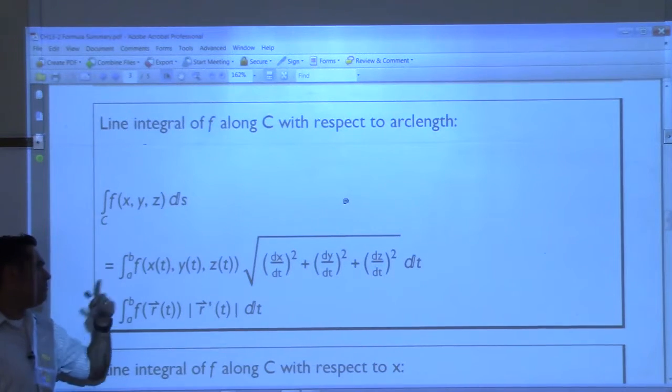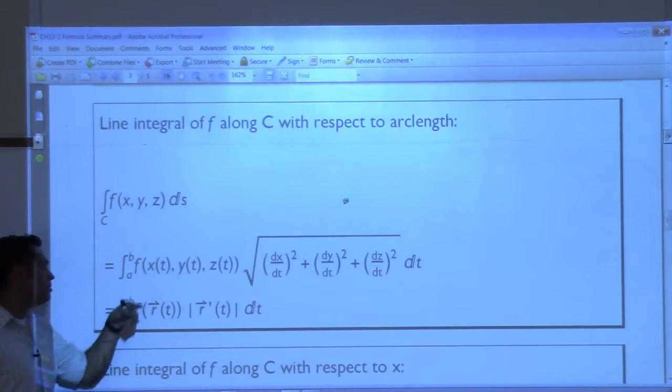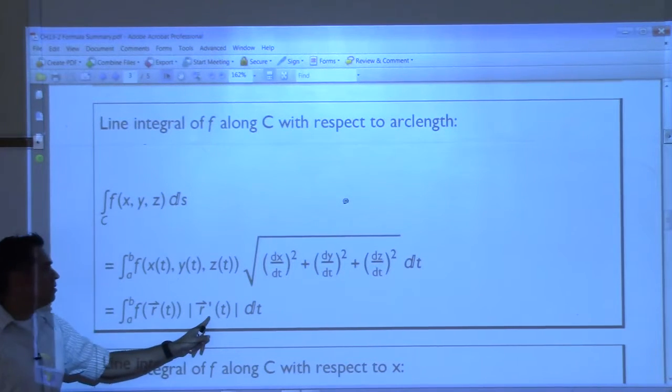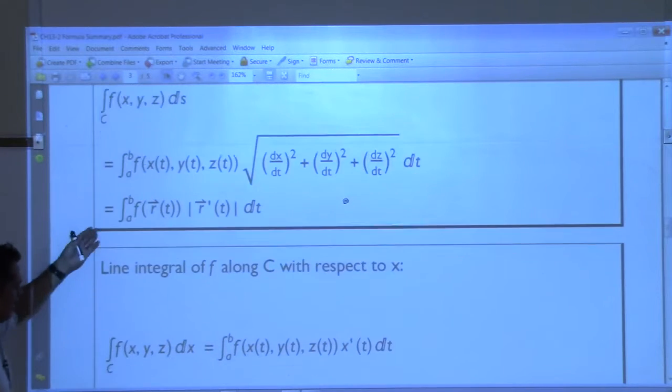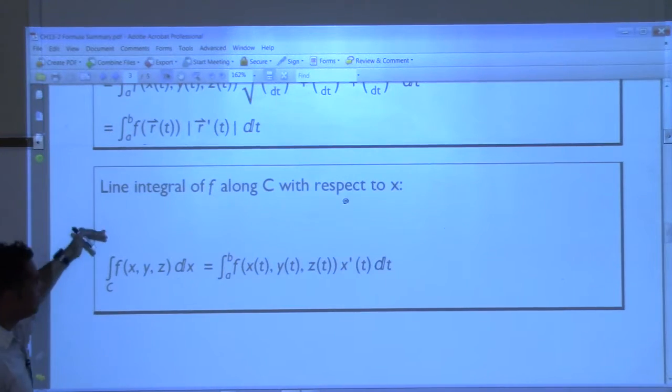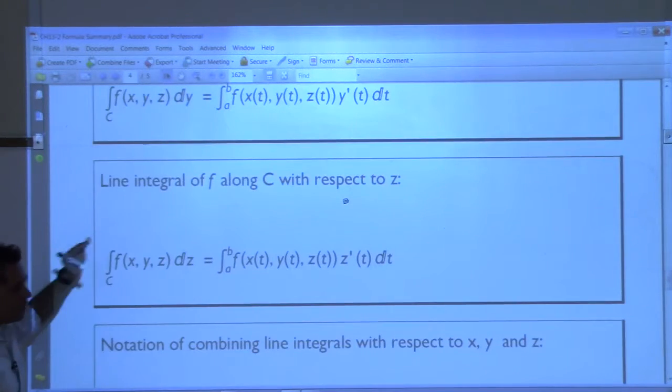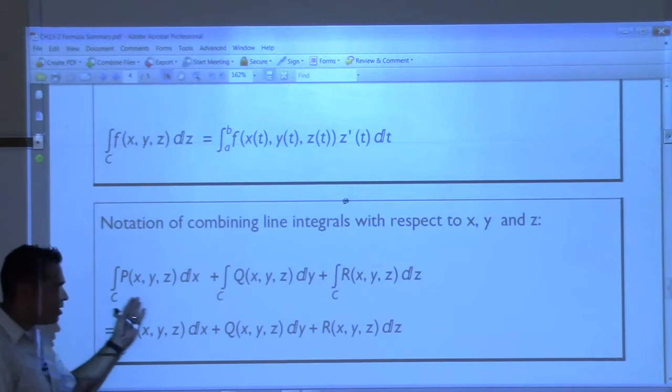And when we went to the 3 variables, we started using a different notation. We started using this r of t, this vector function. And then we rewrote this as the magnitude of the derivative. So we had that, then we had that same thing with respect to just x, with respect to just y, with respect to just z. So we had 3 new integrals. Then we had notation again.